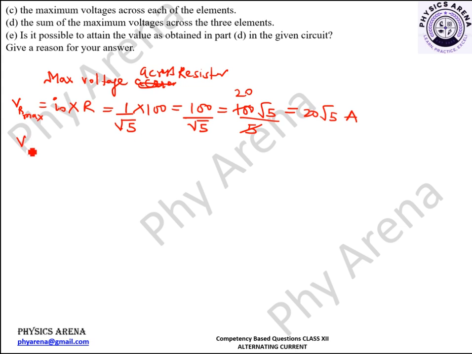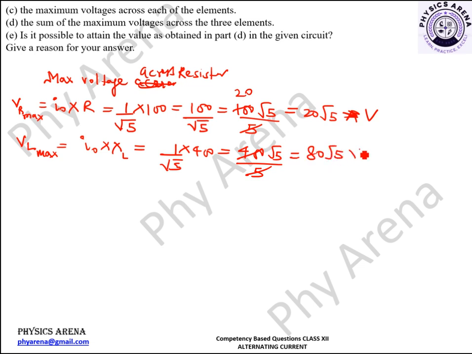Similarly, the maximum voltage across the inductor, VL max, will be I naught multiplied by XL. The value of XL was given in the question as 400 ohm. So we can write it as 1 upon under root 5 multiplied by 400. Again, we can rationalize it. It will be 400 under root 5 divided by 5. Further, we can write it as 80 root 5 volt.